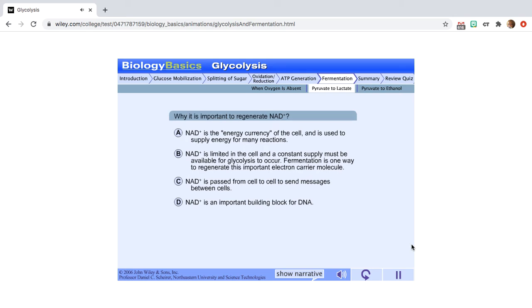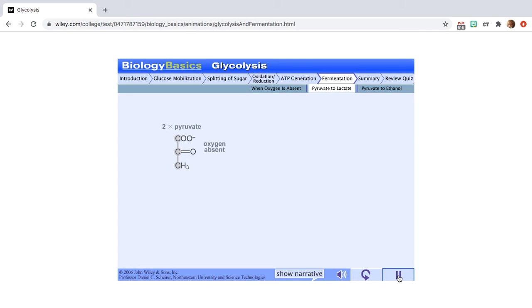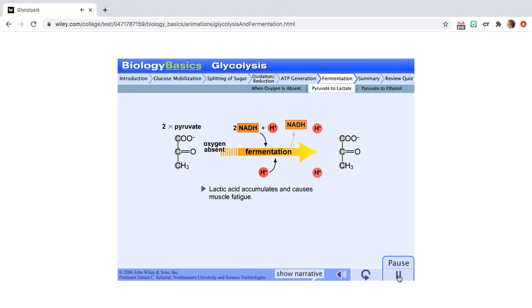Why is it important to regenerate NAD+? Lactate, or lactic acid, accumulates in the muscles and causes muscle fatigue. Lactic acid is transported out of the muscle and to the liver, where it is converted back to pyruvate.